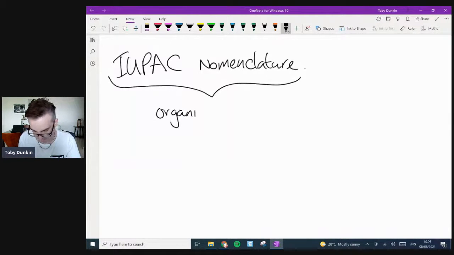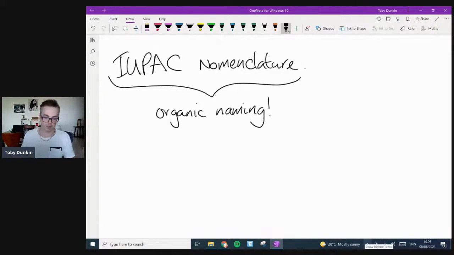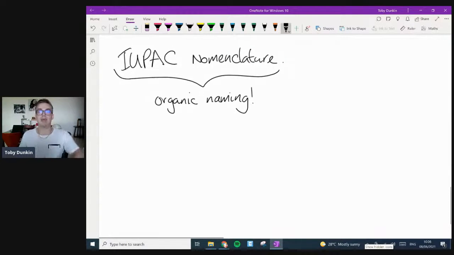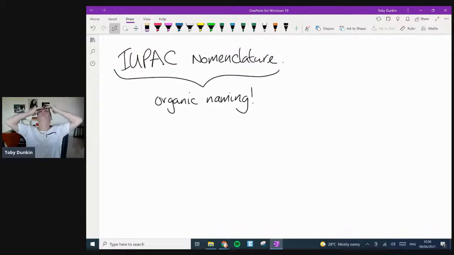Organic naming. So this is how we name organics. I need to talk you through this process. Now, can I just make something very clear here? The way I teach this is that I teach this in stages. This is not something you just dump on people to use.